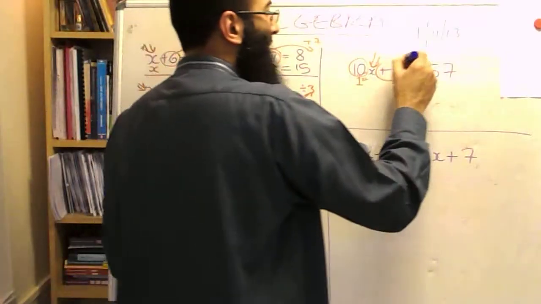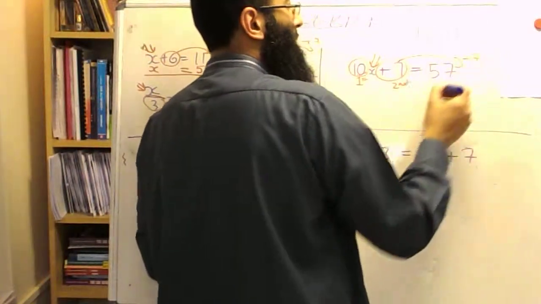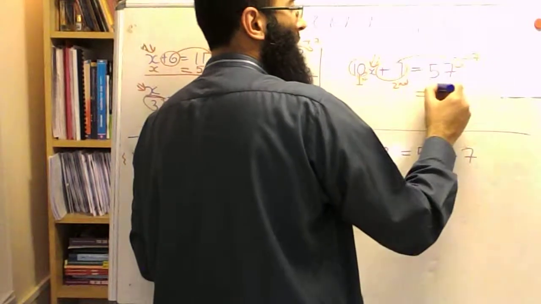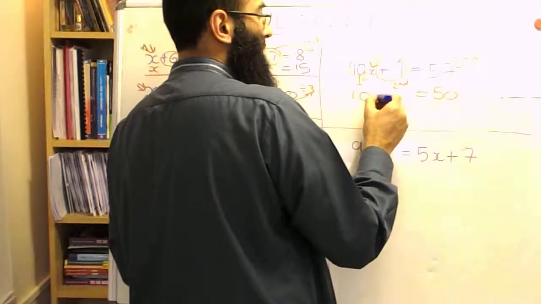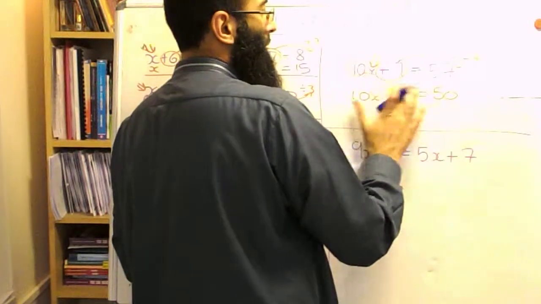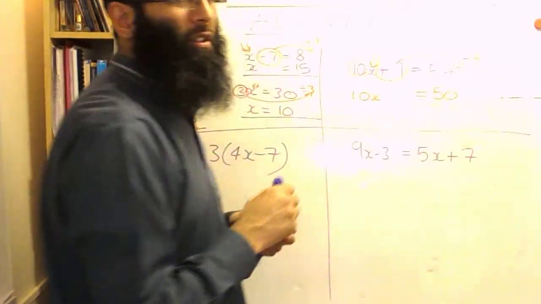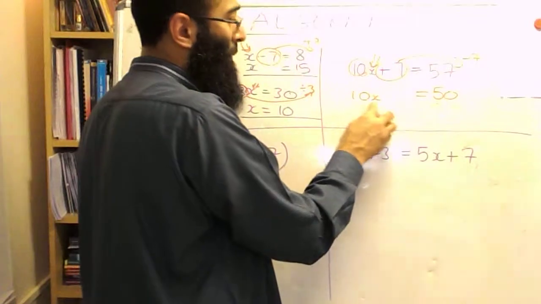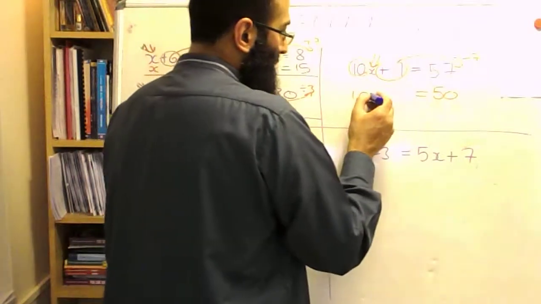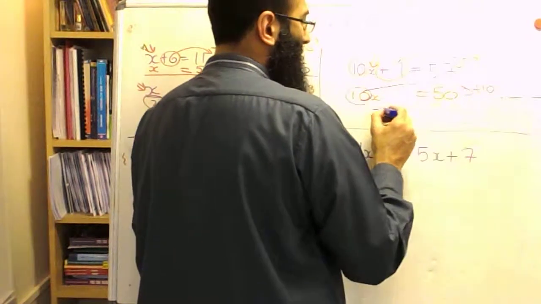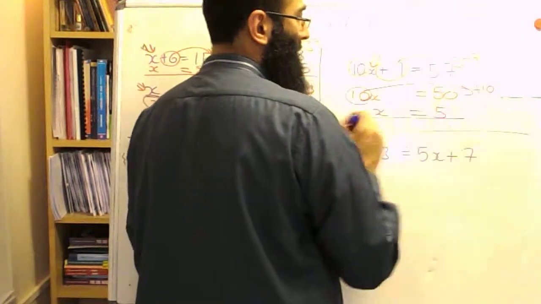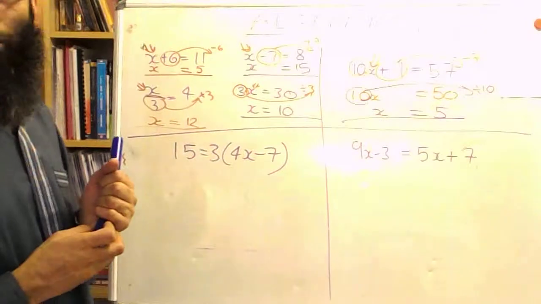So, the opposite of add 7 is? Minus 7. So 57 minus 7 will give us a total of 50. So the add 7 is gone. What we've got left now is x. What's been done to it? Times by 10. Opposite of times by 10 is? Divided by 10. So x is equal to 5. Done? That one?